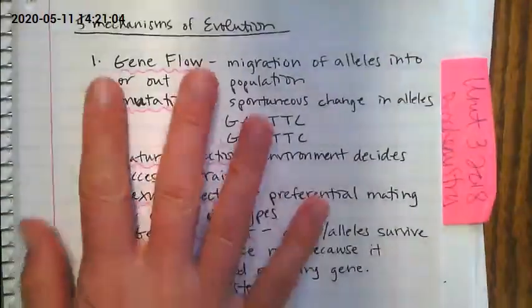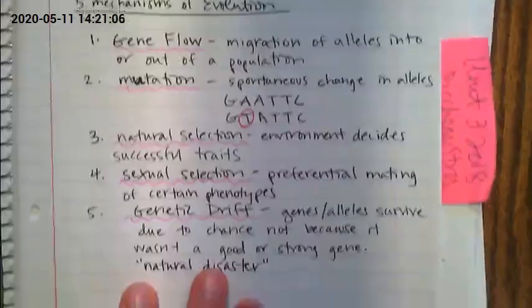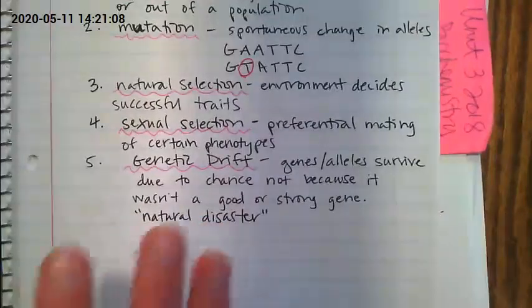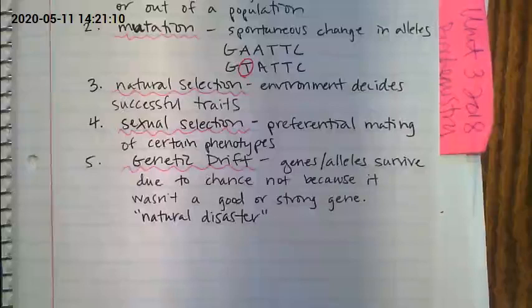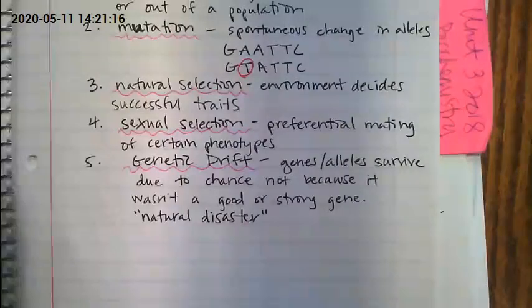All right, so these are all the ways that evolution can happen. And right, we're talking about microevolution. A lot of times when kids think about evolution, they're talking about the creation of man. And that's not what we teach in high school biology. We don't go that far back.